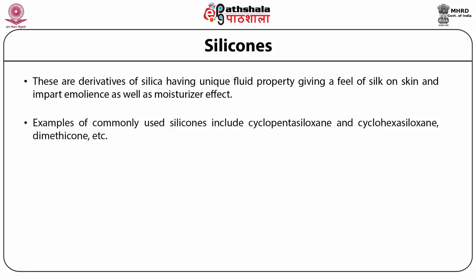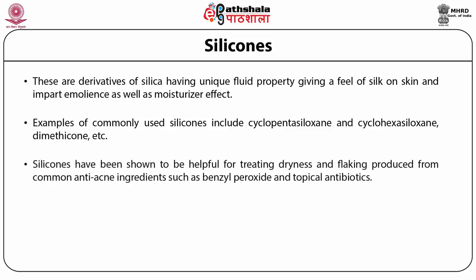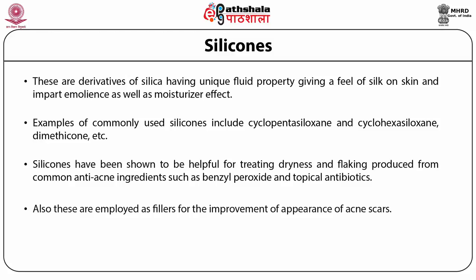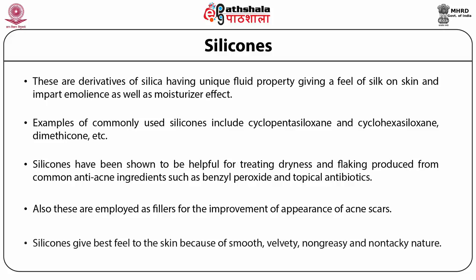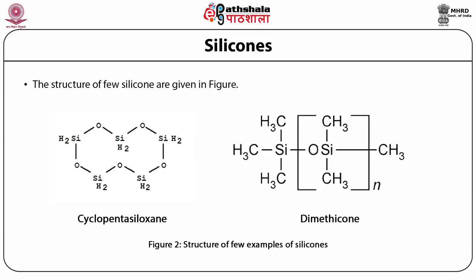Examples of commonly used silicones include cyclopentasiloxane and cyclohexasiloxane. Silicones have been found useful for treating dryness and flaking produced from common anti-acne ingredients such as benzoyl peroxide and topical antibiotics. Also, these are employed as fillers for the improvement of appearance of acne scars. Silicones give the best feel to the skin because of their smooth, velvety, non-greasy and non-tacky nature. The structure of a few silicones is given in figure 2.